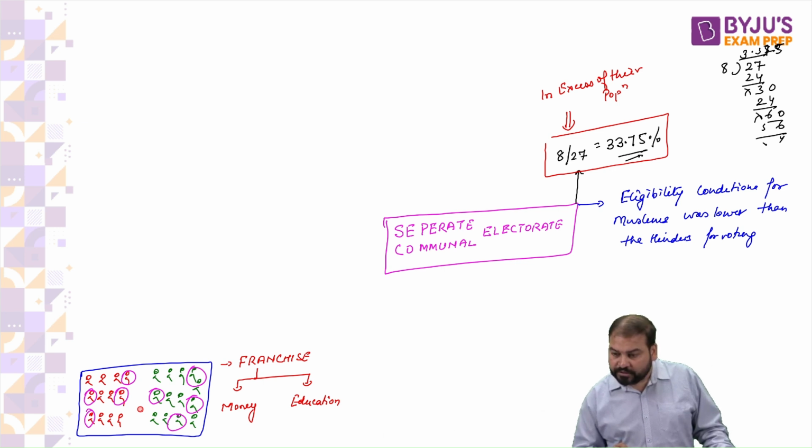Pratik, how are you getting that? Clearly, it is 33.75. How are you saying 30?